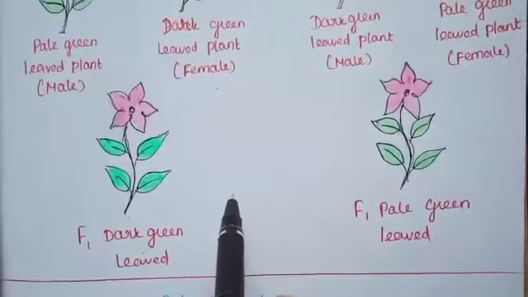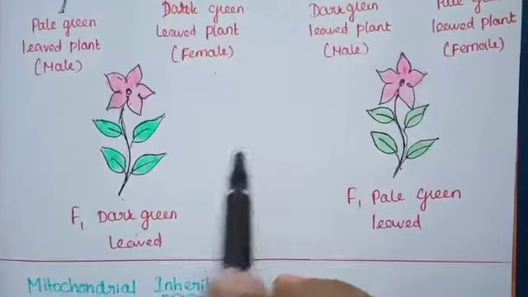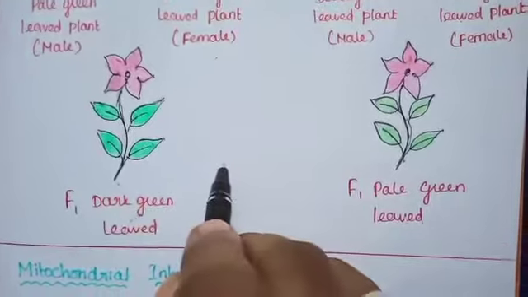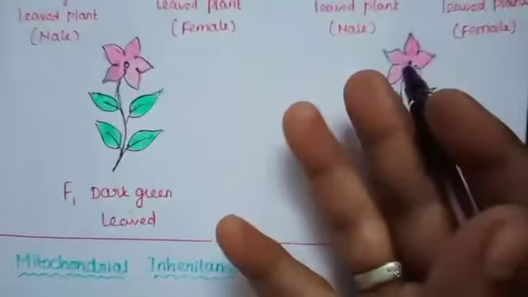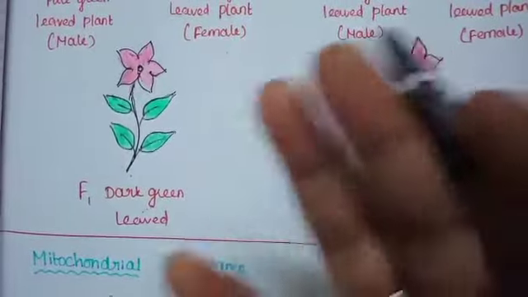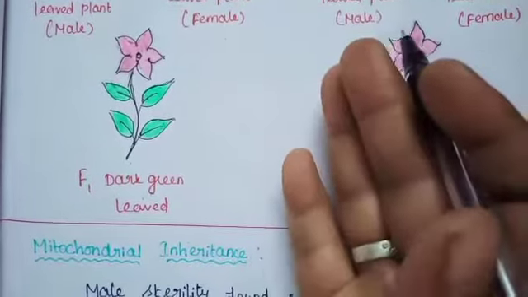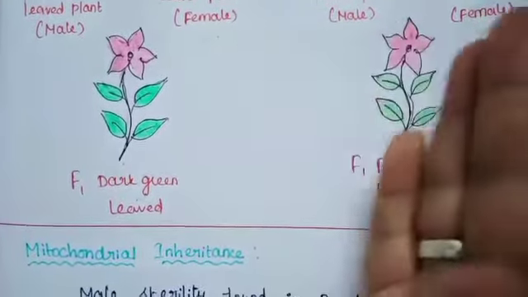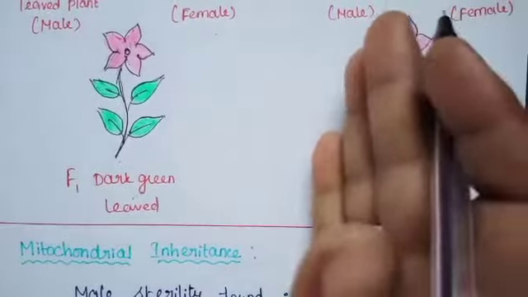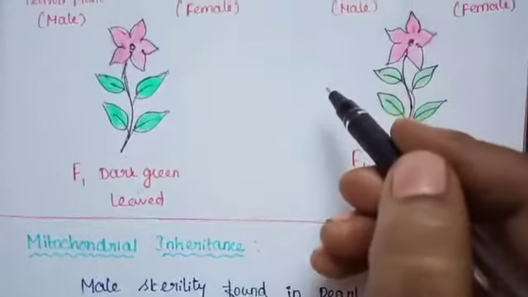What is the chloroplast gene? It's a plasmogene found in the ovum of the female plant, which contributes the cytoplasm during fertilization. But the male gamete contributes only the nucleus, not the cytoplasm. Okay, this is chloroplast inheritance.